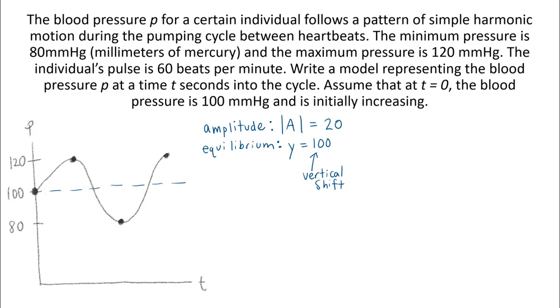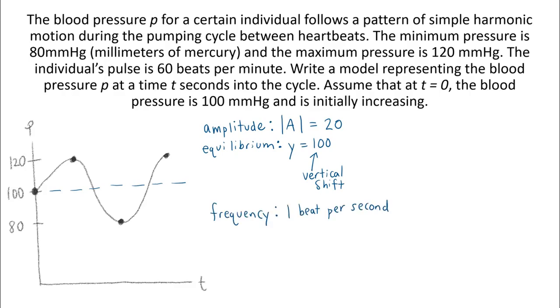Now, to write this model, we're also going to need to know omega. And to find omega, we're going to have either the period or the frequency. In our problem, we're told that the individual's pulse is 60 beats per minute. Well, that in and of itself is a frequency. The heart is beating 60 beats every minute. But our time in this particular model is in seconds, so we need our frequency to be in seconds as well. If the pulse is 60 beats a minute, that's 1 beat per second, and that's our frequency.